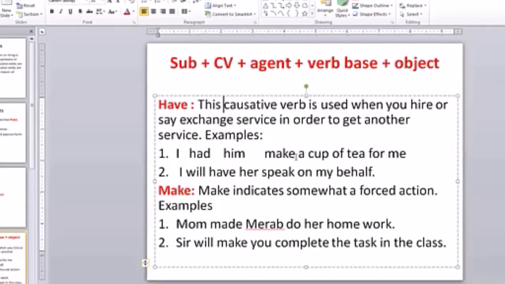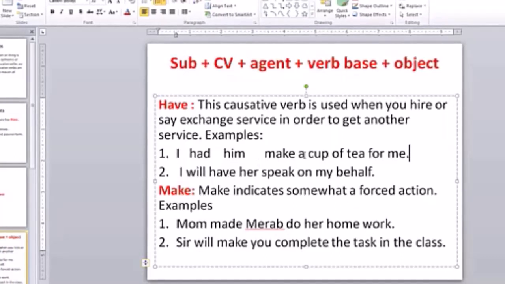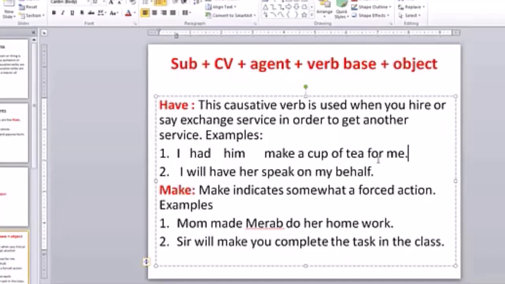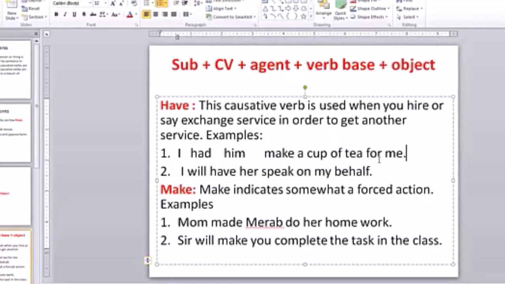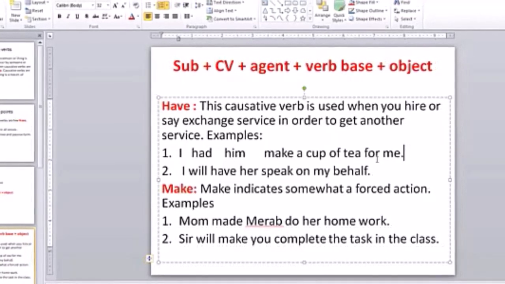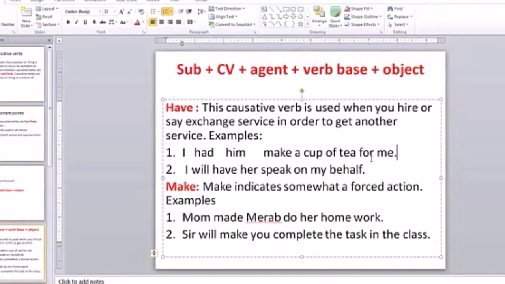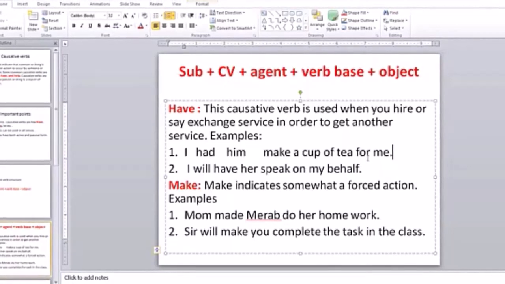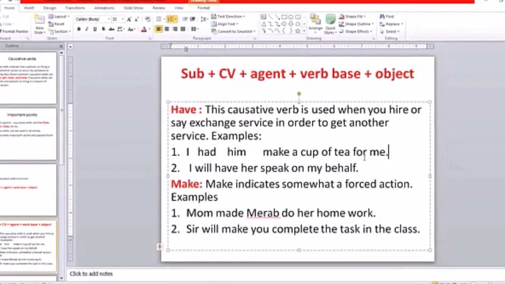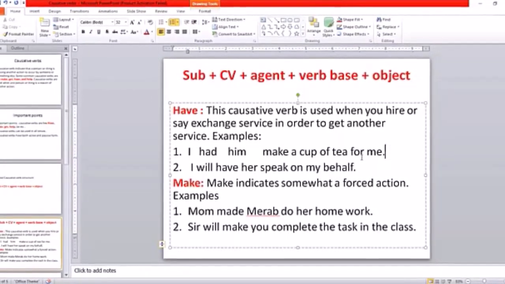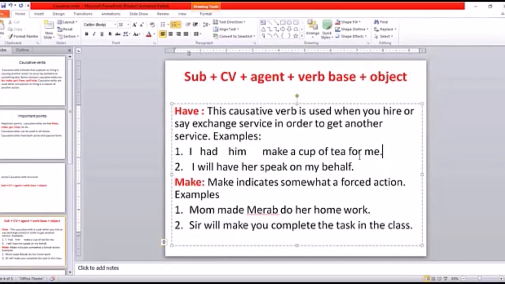I had him make a cup of tea for me. Which means, let's say, you are my servant, and because you are my servant, I'm paying you. So I had you make a cup of tea for me. So we use have as a causative verb when we want to indicate that I hired someone to do something for me, or I exchanged a service with someone to get another service.